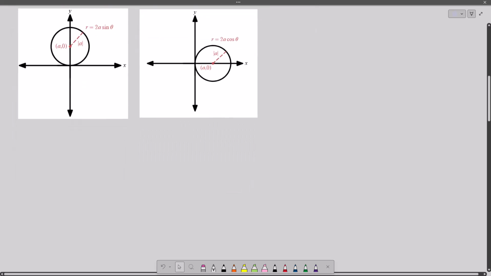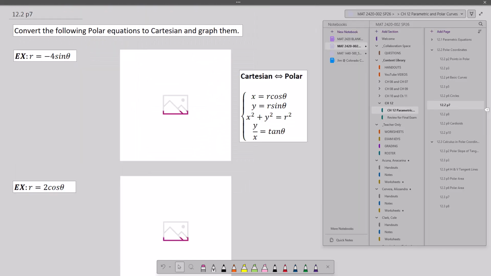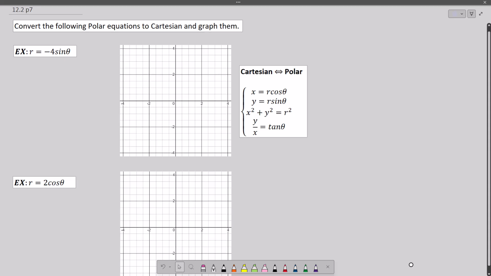So let's suppose we see a constant times sine or a constant times cosine. It's easiest if you already know where you're going. If you know that a constant times sine or a constant times cosine is a circle, then we can just plot a few points and graph it pretty easily. So constant times sine is a circle. Okay, well, let's plot a few points.